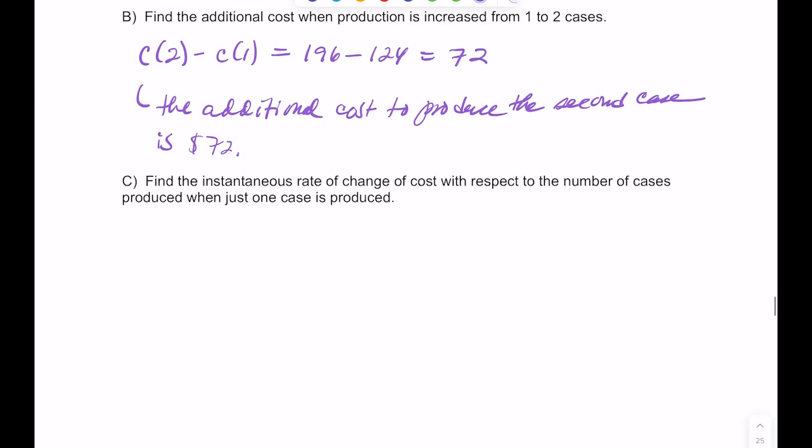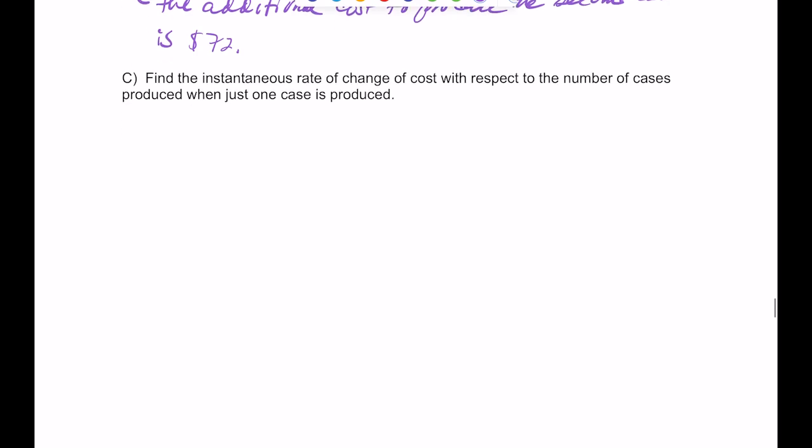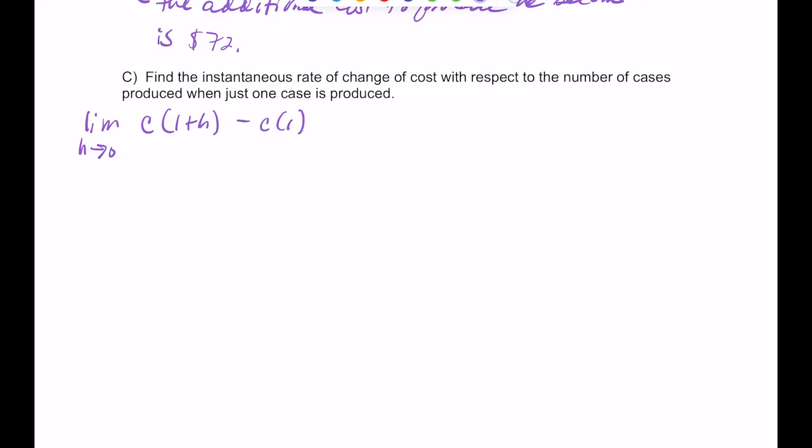Find the instantaneous rate of change of costs with respect to the number of cases produced when just one case is produced. All right, so now we're looking for instantaneous rate of change, which we know is just the limit as h approaches 0 of C of 1 plus h minus C of 1 over h. Okay, the 1, again, representing the one case that's produced. That's your x plus your h.